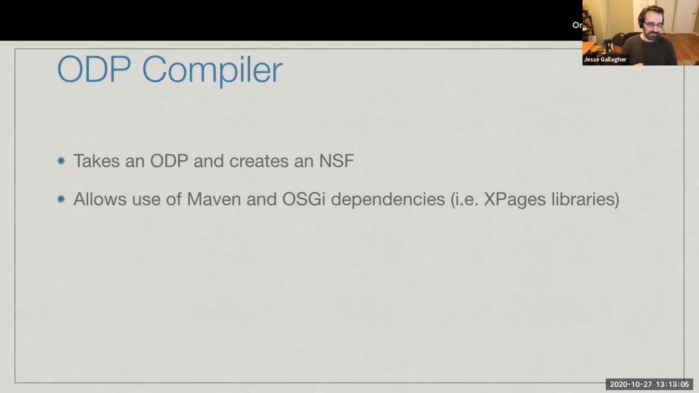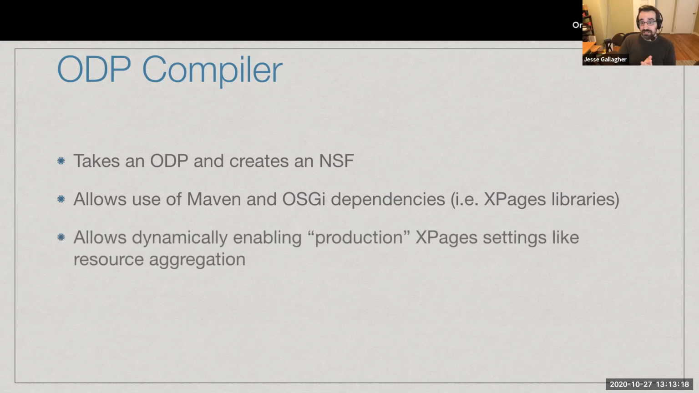So this is meant to scale from a very simple NSF, could just be LotusScript, all the way up to NSFs that have multiple third-party dependencies and have assumptions about what goes on the server and all this stuff. It has some niceties when it comes to XPages. It allows you to dynamically enable production XPages settings like resource aggregation.